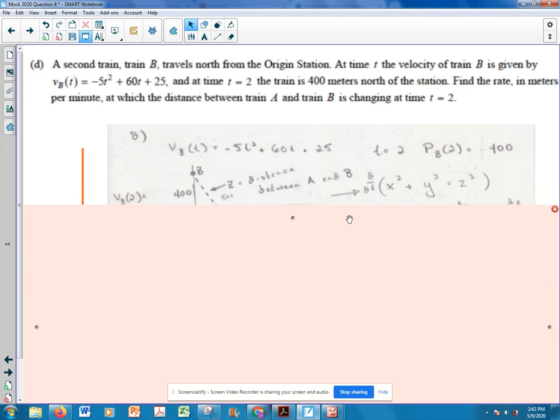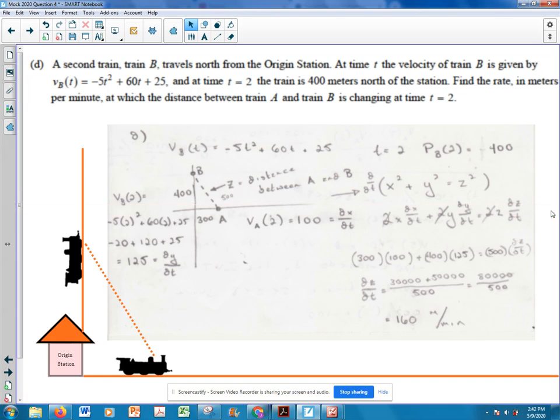All right, let's see. We got so much going on in here. Hold on, let me get rid of everything. So there's A, there's B. We think he's going north. We have to find out what the velocity is, see if it's positive or negative. Positive, it's going to be going north. Negative, it's going to be going south.